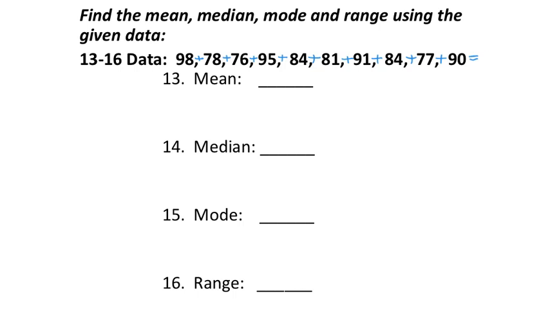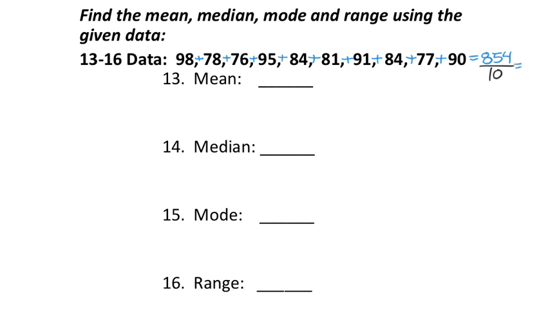So I get from my calculator 854. Then in order to find the mean, or the average, I just need to divide this by however many numbers there are. So how many is there? 1, 2, 3, 4, 5, 6, 7, 8, 9, 10. I got 10. So I will divide this by 10.